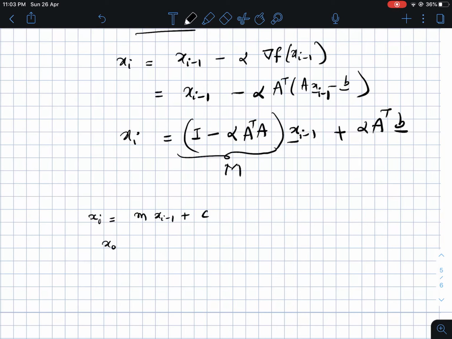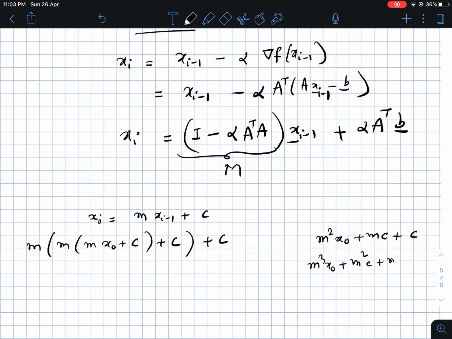So m x naught plus c will give you x1. Then you multiply this further with m and add c, that will give you x2, right? So x2 will be like m square x naught plus mc plus c, right? X3 will be obtained by multiplying this whole thing again with m and adding a c. So that's going to be m cube x naught plus m square c plus mc plus c.